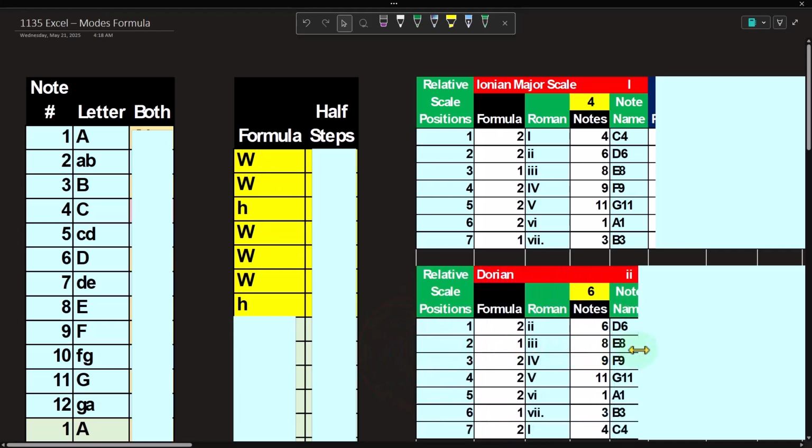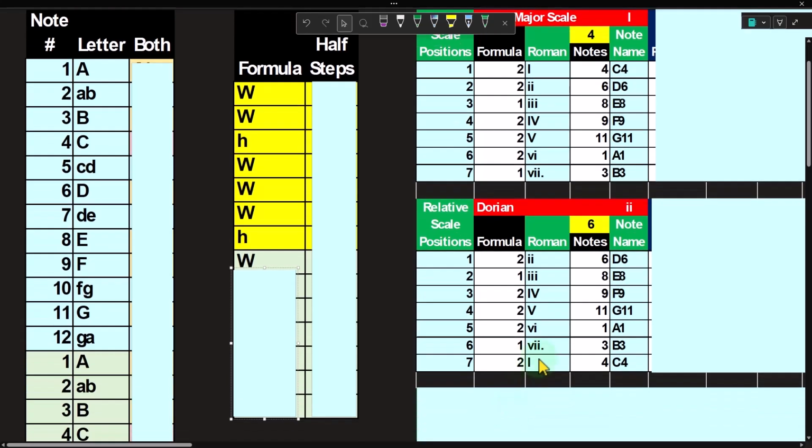So if I go down here and check that out, if I make the D the starting point, so now I just pulled this D and made it the starting point, then I would apply the formula out starting here at this 2. So then you'd have a whole, half, whole, whole, whole, half, and then whole, which would be 2, 1, 2, 2, 2, 1, 2. So that means if I'm on the 6, which is a D, then I'm going to apply the formula from that second point, and I get the same collection of notes. These are called relative scales.